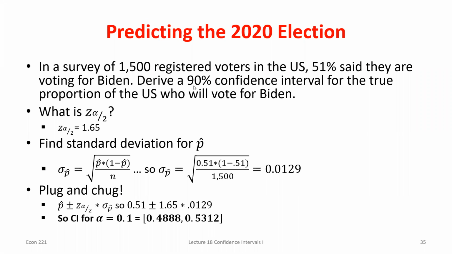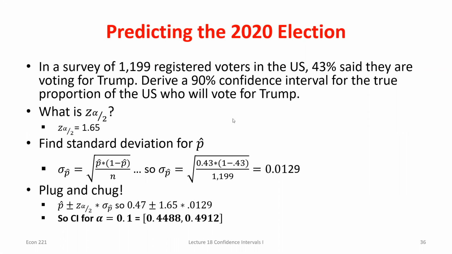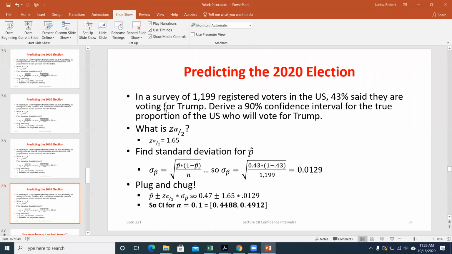We're keeping the same 90% confidence, so it's going to be that same z-score every single time. And we got 0.488 to 0.53. We then look at Trump, and this should be, sorry, this was still the Rasmussen. I really should have gone over this more.